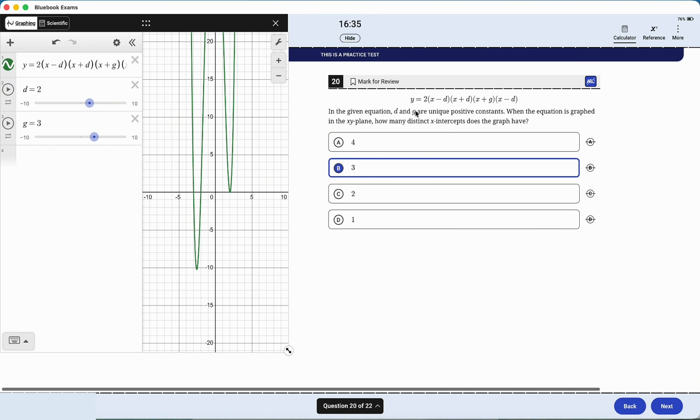So here, I can just plug in numbers for D and G. You might be wondering, when can I do that? They'll usually tell you, almost always in the first sentence, that something is a constant. A constant here just means it's a number.